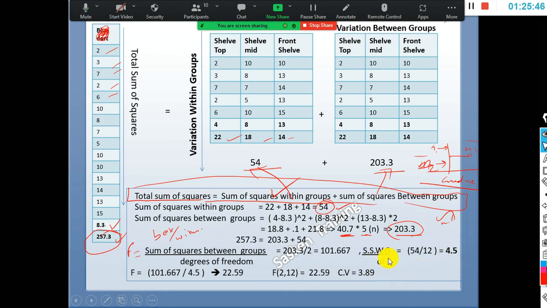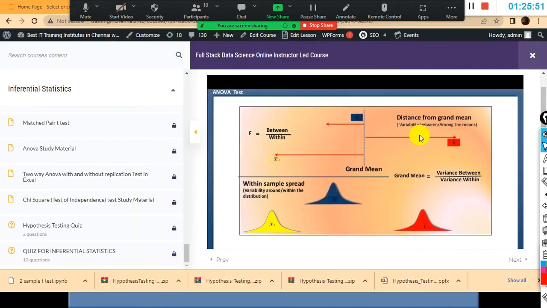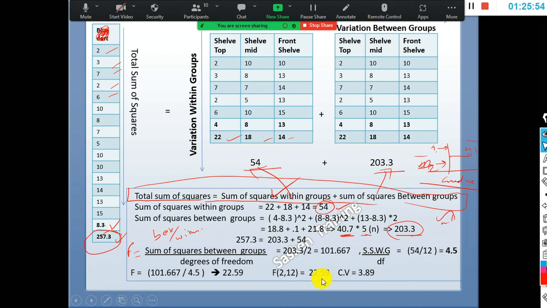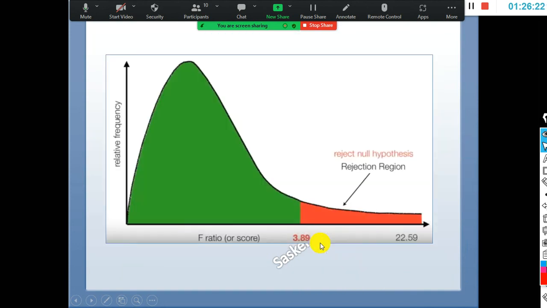This is my sum of squares within group. This is my sum of squares between groups. So this one divided by this one. Okay, and how much do I get? So look here, 101.667 divided by 4.5. This is my F statistic value, and if you solve this you will get 22.59. So here finally I just rewrote this one, and the F statistic with degrees of freedom 2 and degrees of freedom 12, we get the value 22.59, and we need to find out the critical value for this.